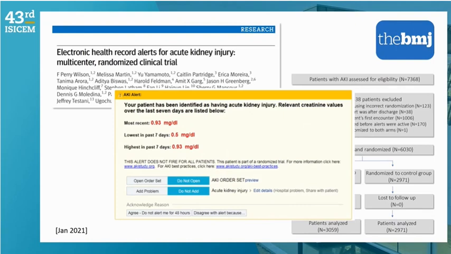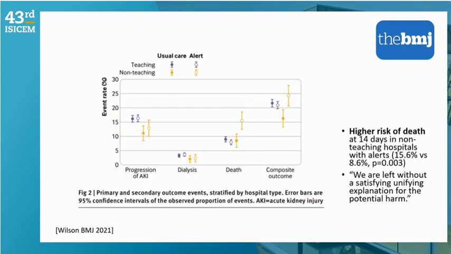Okay, they randomized 6,000 patients, multi-center study, beautiful paper, and they looked at progression of AKI, dialysis, and mortality. What they found is no difference anywhere, except in non-teaching hospitals, where the mortality nearly doubled. So by deploying a digital technology that, in principle, looks like it is going to be very, very helpful, you observe a very critical side effect of increased mortality.